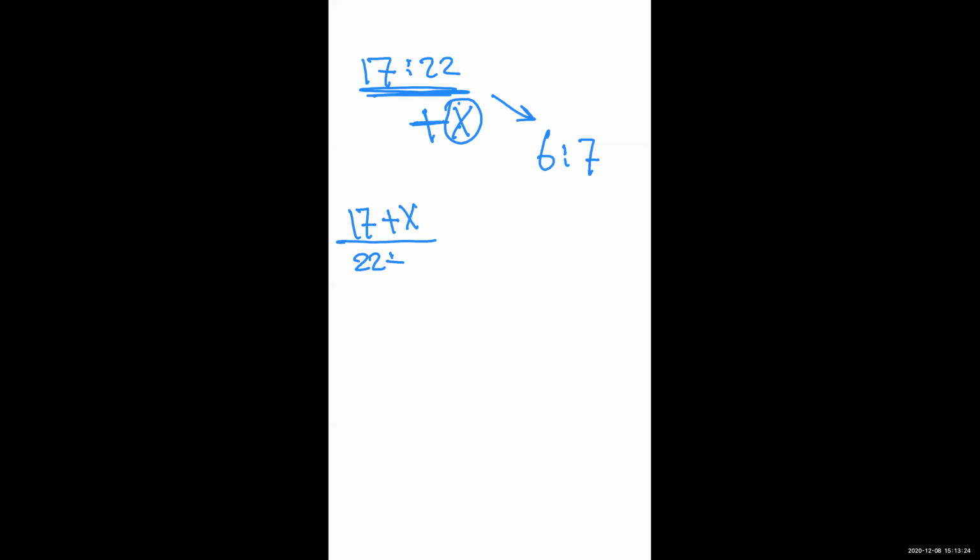Find the number that if we add to the two terms of the ratio 17 to 22, the result will be 6 to 7. So I have to add a number to these terms, like x, for example, so the ratio will become 6 to 7. So this means 17 plus x over 22 plus x equals 6 over 7.